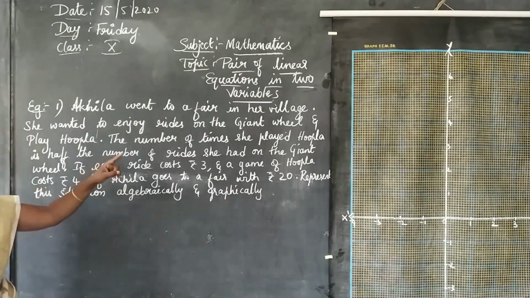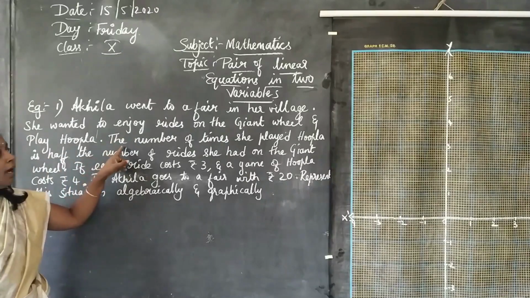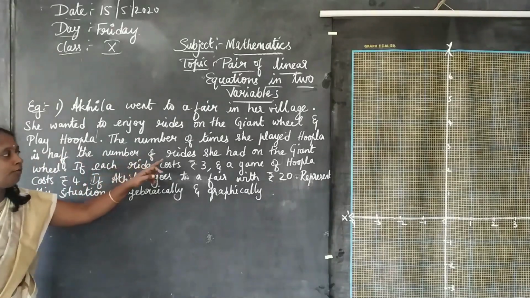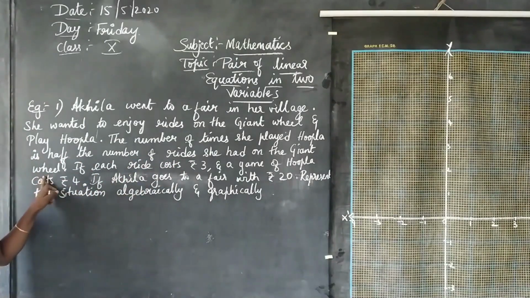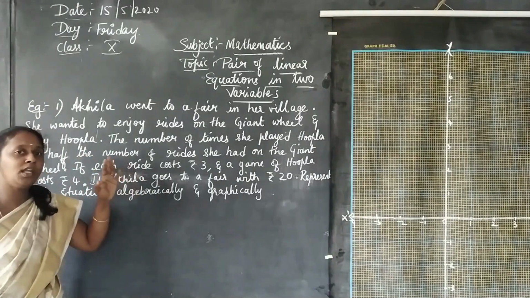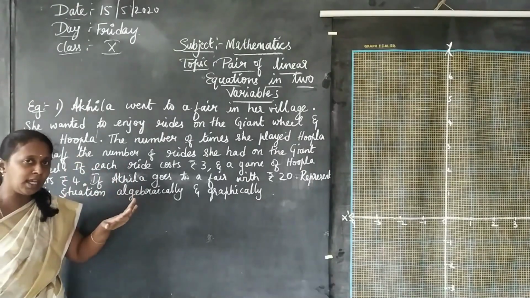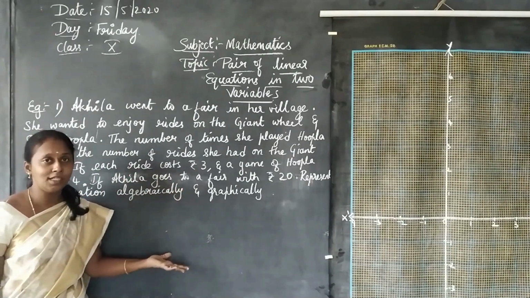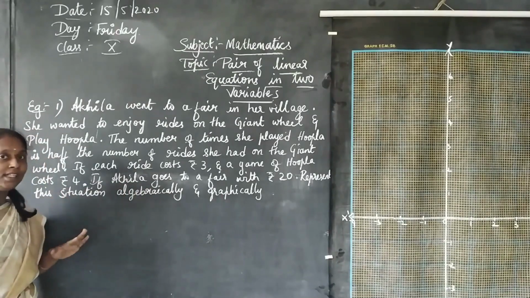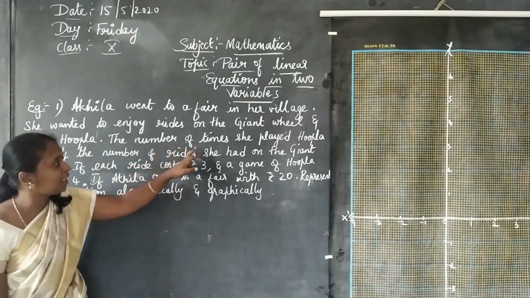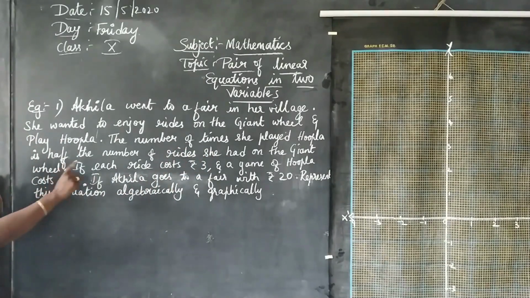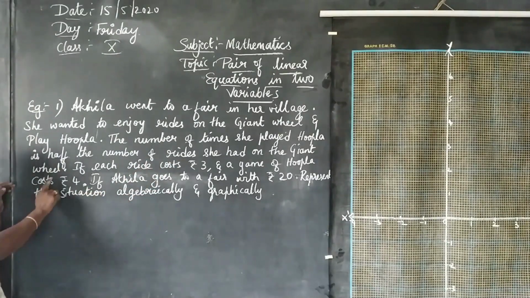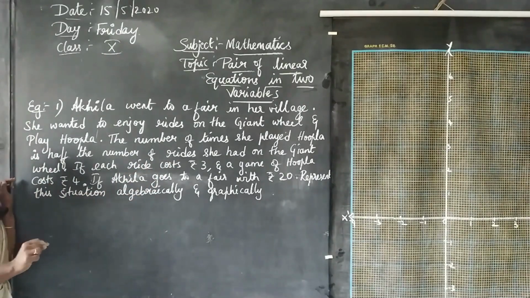So Akila wants to enjoy the giant wheel and hoopla. The number of times she played hoopla is half the number of rides she had on the giant wheel. Think that if she plays the giant wheel 10 times, she plays hoopla 5 times. If she plays the giant wheel 20 times, she plays hoopla 10 times. Is it clear? That is the meaning of this sentence. And what is the amount to be paid?